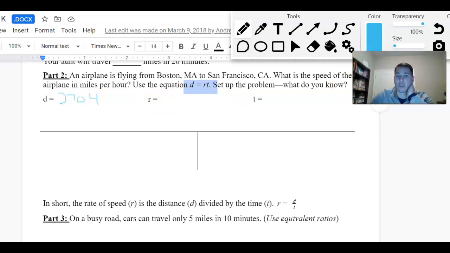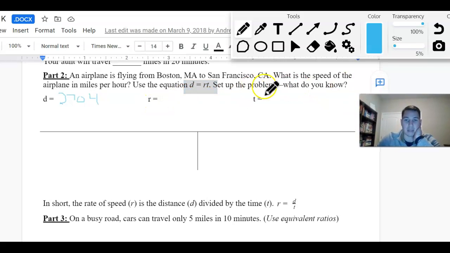Our rate, we don't know what the rate is because it says, what is the speed? Speed and rate are the same thing. And time is 6.5 hours. This is miles. Okay, again, what I want you to look at here, our units are hours and miles. The rate that we're looking for is miles per hour. So our units line up, so we're good to go.